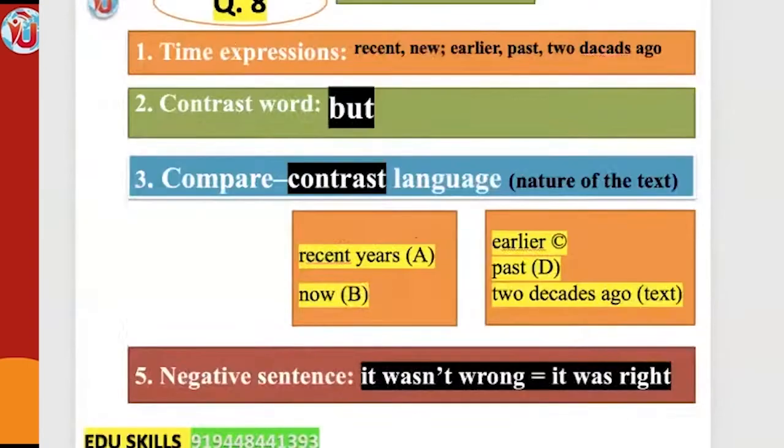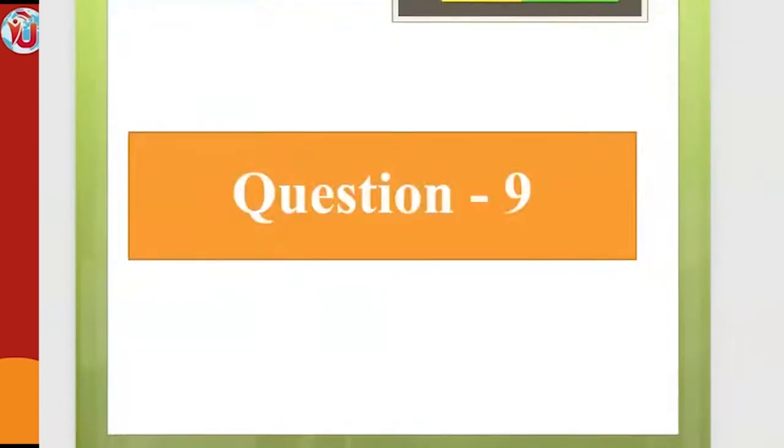Now, time expressions: you have recent, new, earlier, past, 2 decades ago. Contrast words, compare and contrast language, the nature of the text: recent years, and now. Earlier, option C speaks about earlier, option D speaks about the past, the text speaks about 2 decades ago. And a negative sentence: it wasn't wrong means it was right. So be careful about negative expressions. Okay, let's go to the next question.